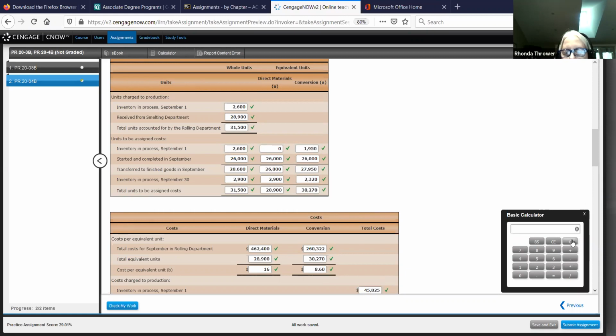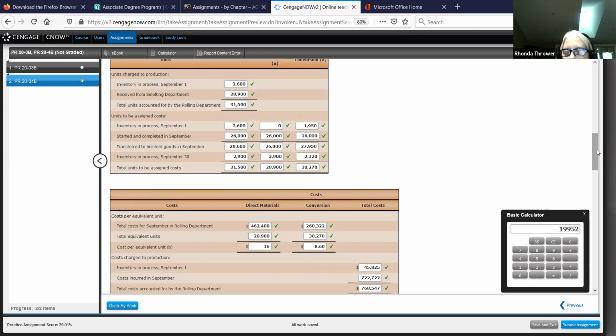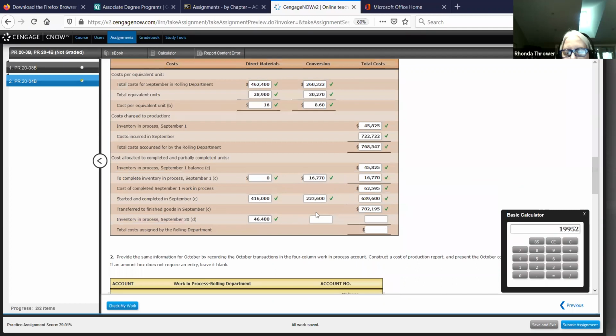And it didn't give me that, so let's try that again. It's 2,320. And again, I got that right there. I'm going to multiply it by $8.60, which equals 19,952.